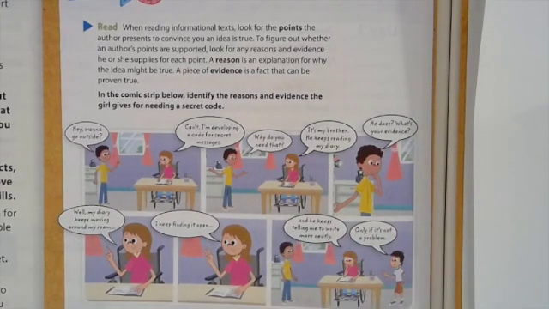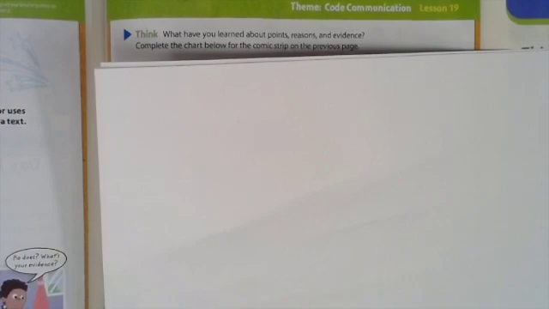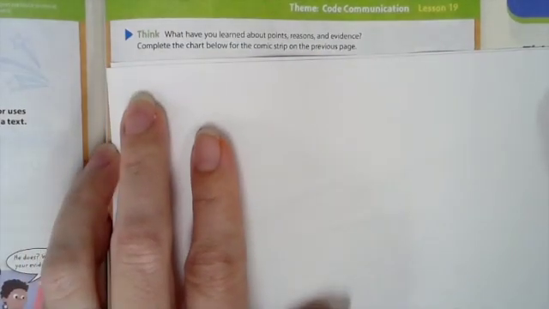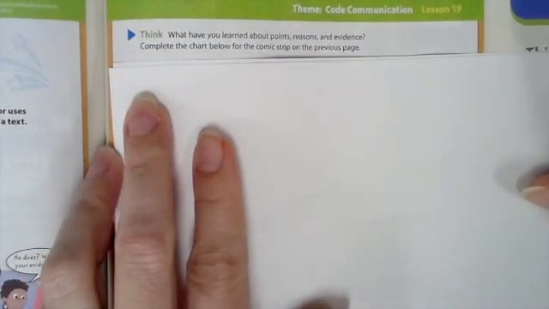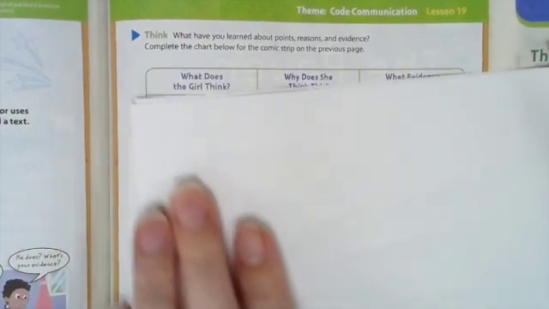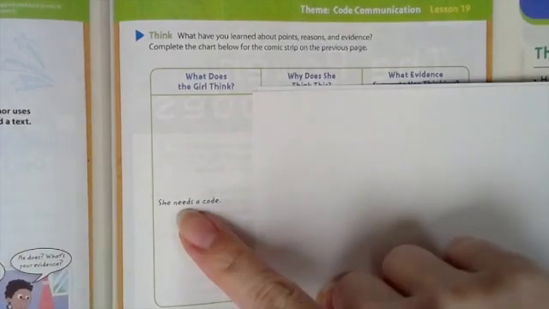All right, so now we're going to go to the chart on the following page, and we are going to think about what we have learned about the points, reasons, and evidence, and complete the chart for the comic strip that we just read. So, what does the girl think? She thinks she needs a secret code. Why does she think that she needs a secret code? Well, she thinks that she needs a secret code because she thinks her brother is reading her diary.